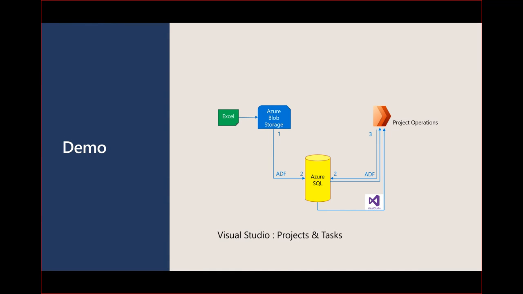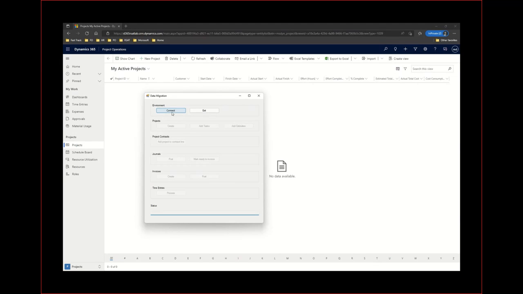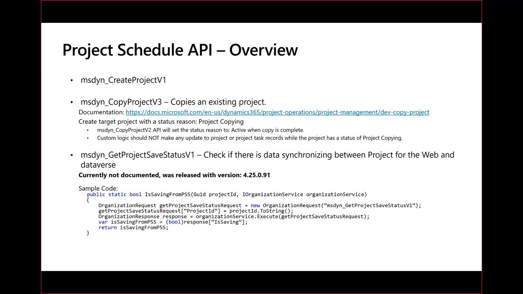Second thing that I want to upload is projects and tasks. For projects and tasks, I'm not going to use the Azure Data Factory, but I'm going to use some code which has been written in Visual Studio. So it's basically an application. That application is making a connection to my project operations environment, and to my Azure SQL database, and then it will just read from the SQL database and use the organizational service for creating the projects. So why are we using this API?